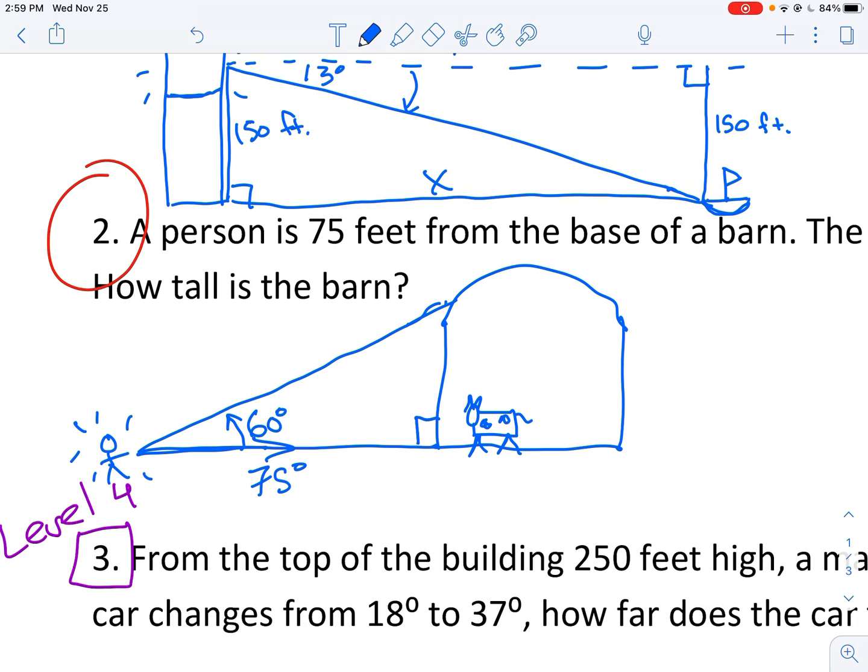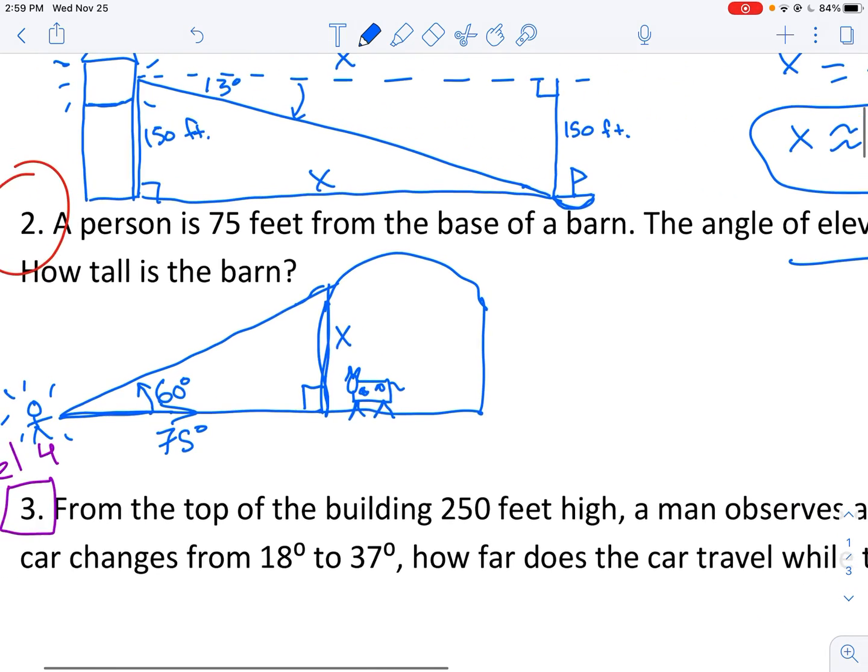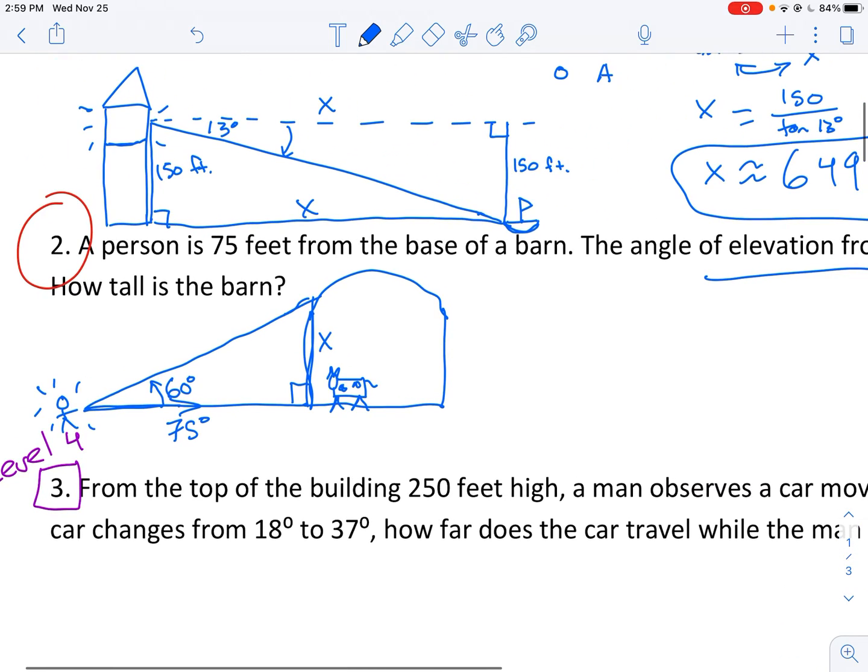So we've got a lovely right angle. We need to find out this x. I want you to set up the equation and see if you can solve for x. Pause the video and go ahead and try it out. Let's go ahead and see how you did.